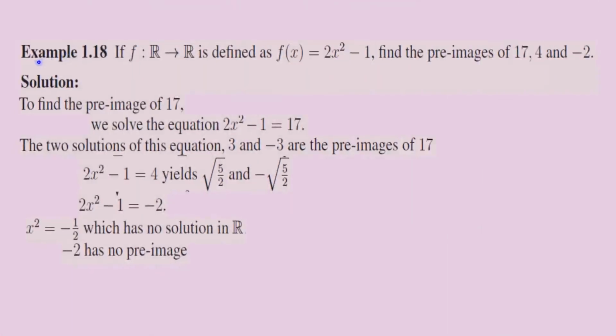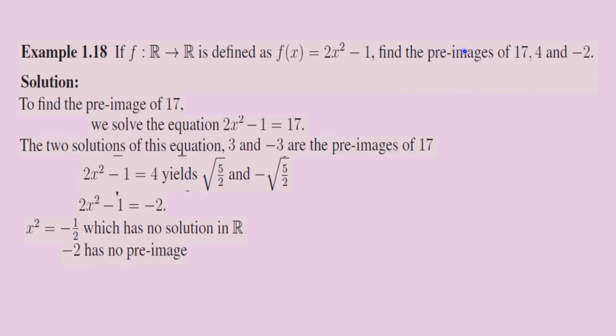Now we are going to see example 18th sum in chapter 1. If f from R to R is defined as f of x equal to 2x square minus 1. Find the pre-images of 17, 4 and minus 2. Listen this sum. Here we want to find the pre-images.